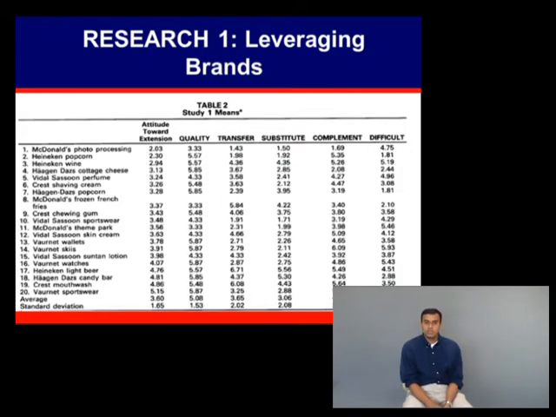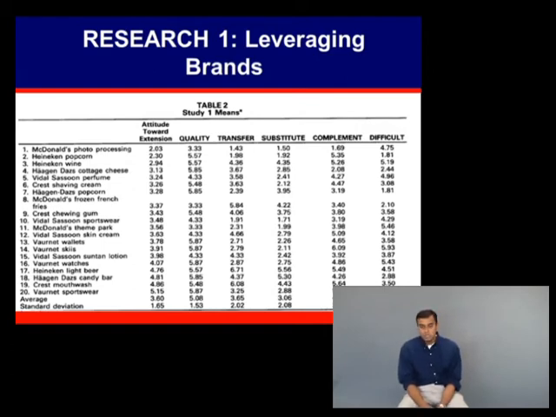So look for the ones that I alluded to earlier: McDonald's photo processing, and Haagen-Dazs popcorn. How about that, right? Meaning, would that be a good idea? Or Crest chewing gum, which was subsequently launched and has been a success. At that point, Crest chewing gum didn't exist. And not Crest chewing gum, but Crest mouthwash was subsequently launched and was a success. So Crest mouthwash and McDonald's frozen French fries. How about that? I alluded to frozen onion rings before, but what about frozen French fries?